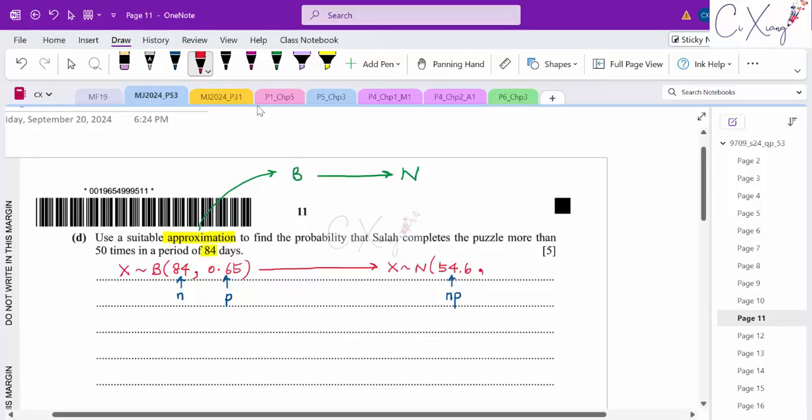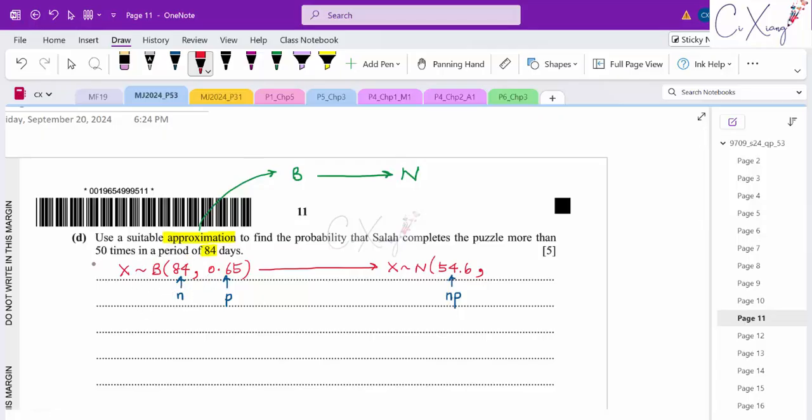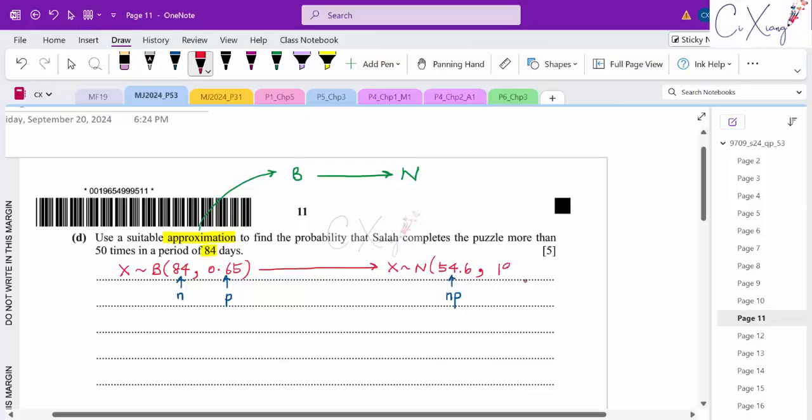For the variance, we are having npq, because for binomial, the mean is np and the variance is npq. So here I need the mean and also the variance. Therefore, I'm using the formulas for binomial because we are changing binomial to normal. We still need to use the original values from the binomial here. So the variance will be n times p times q, which is 19.11.